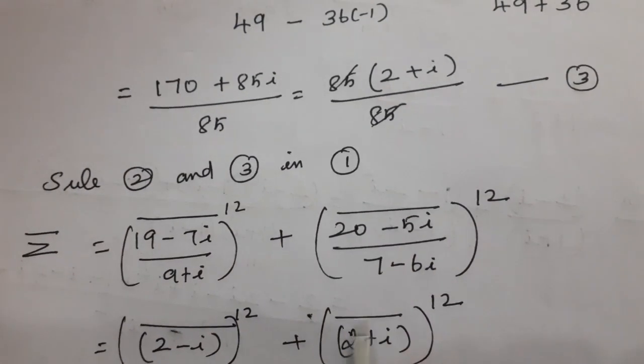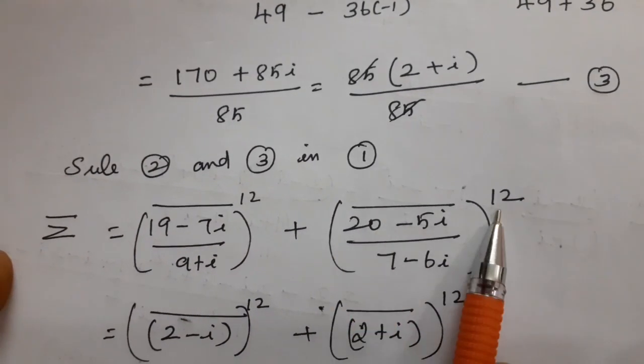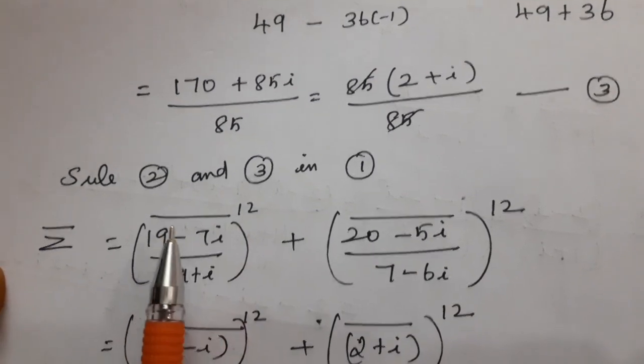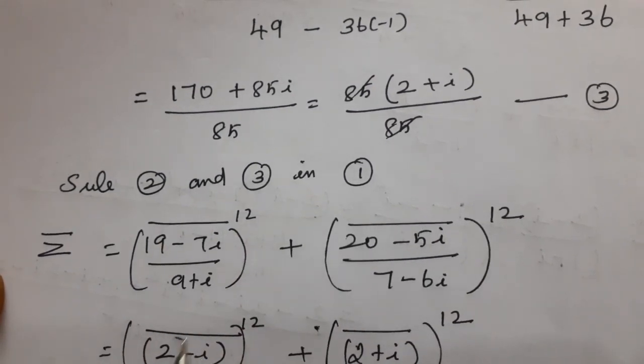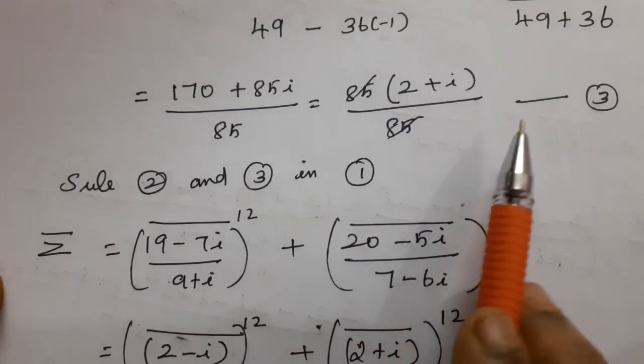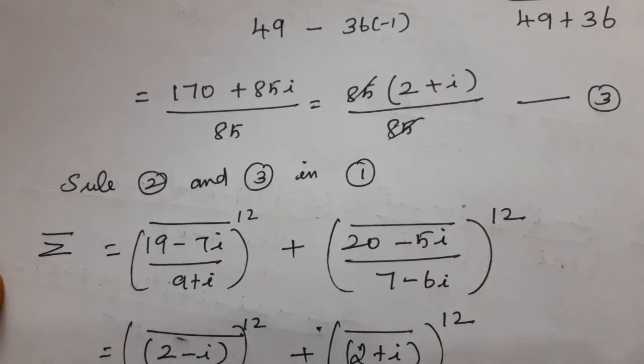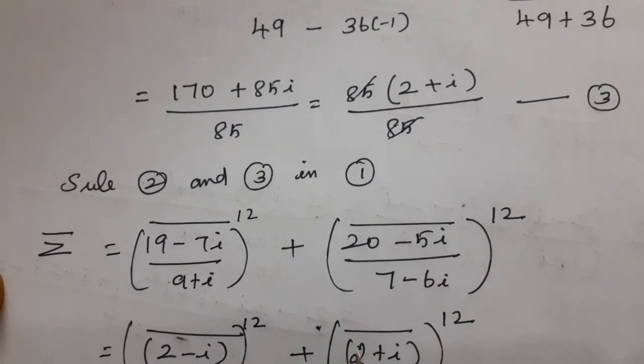20 minus 5i by 7 minus 6i, the whole bar, power 12. So instead of the first result, what is this one? 2 minus i. So first, after the simplification, we get 2 minus i the whole bar power 12, plus after simplification here, 2 plus i the whole bar with 12.